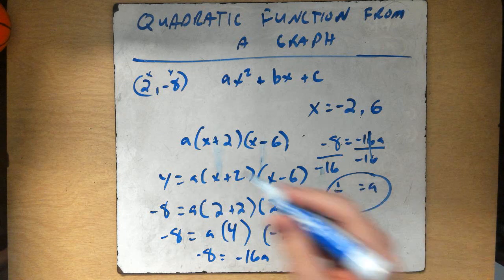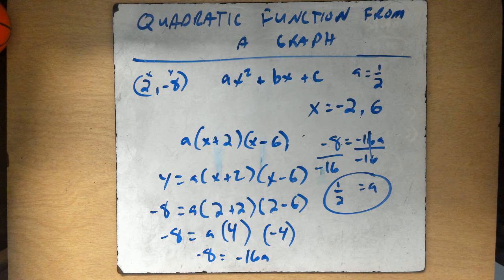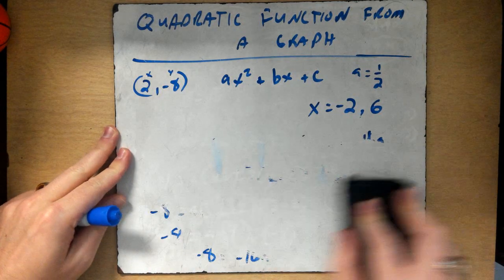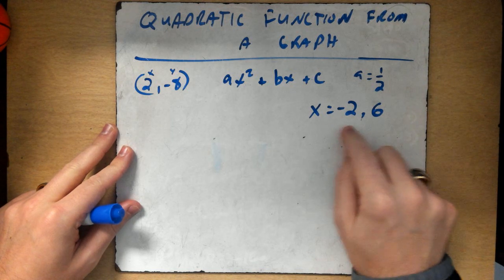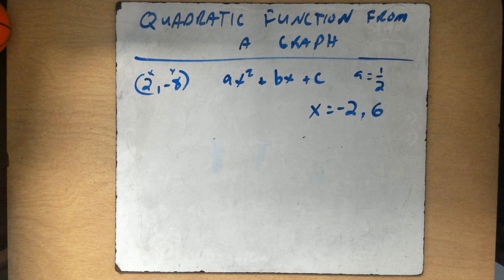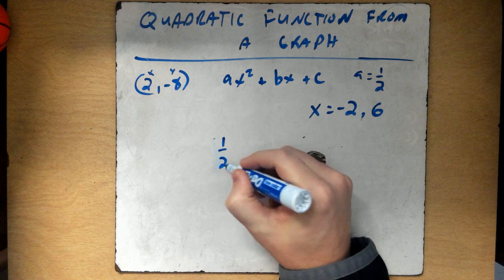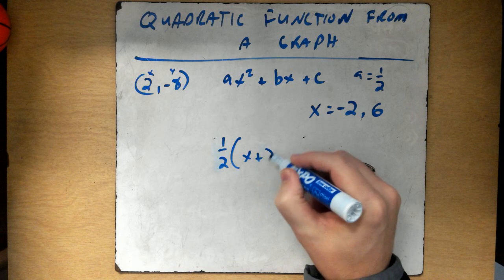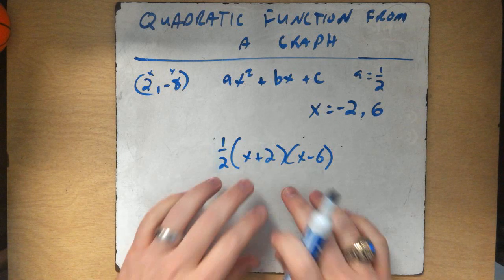So I'm going to write that down up here. A equals 1/2. Okay? So now, let me erase this just to get some space here. So I have my A, it's 1/2. I have my x-intercepts, -2 and 6. So now I'm going to plug my A back into the equation here. So 1/2, parentheses, and I'm going to rewrite those parentheses again: x plus 2 and x minus 6. Those are the ones I had previously, I'm just rewriting them here.